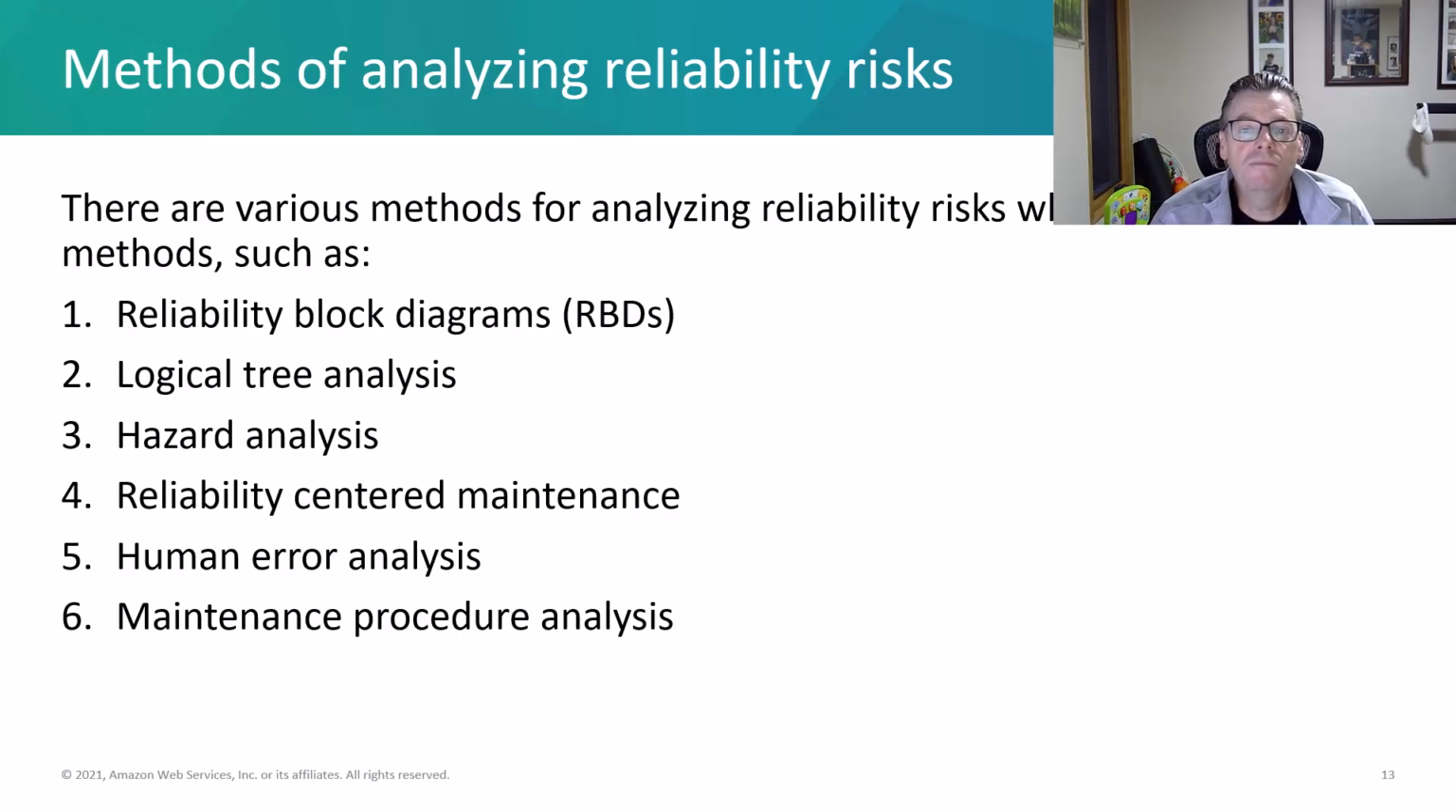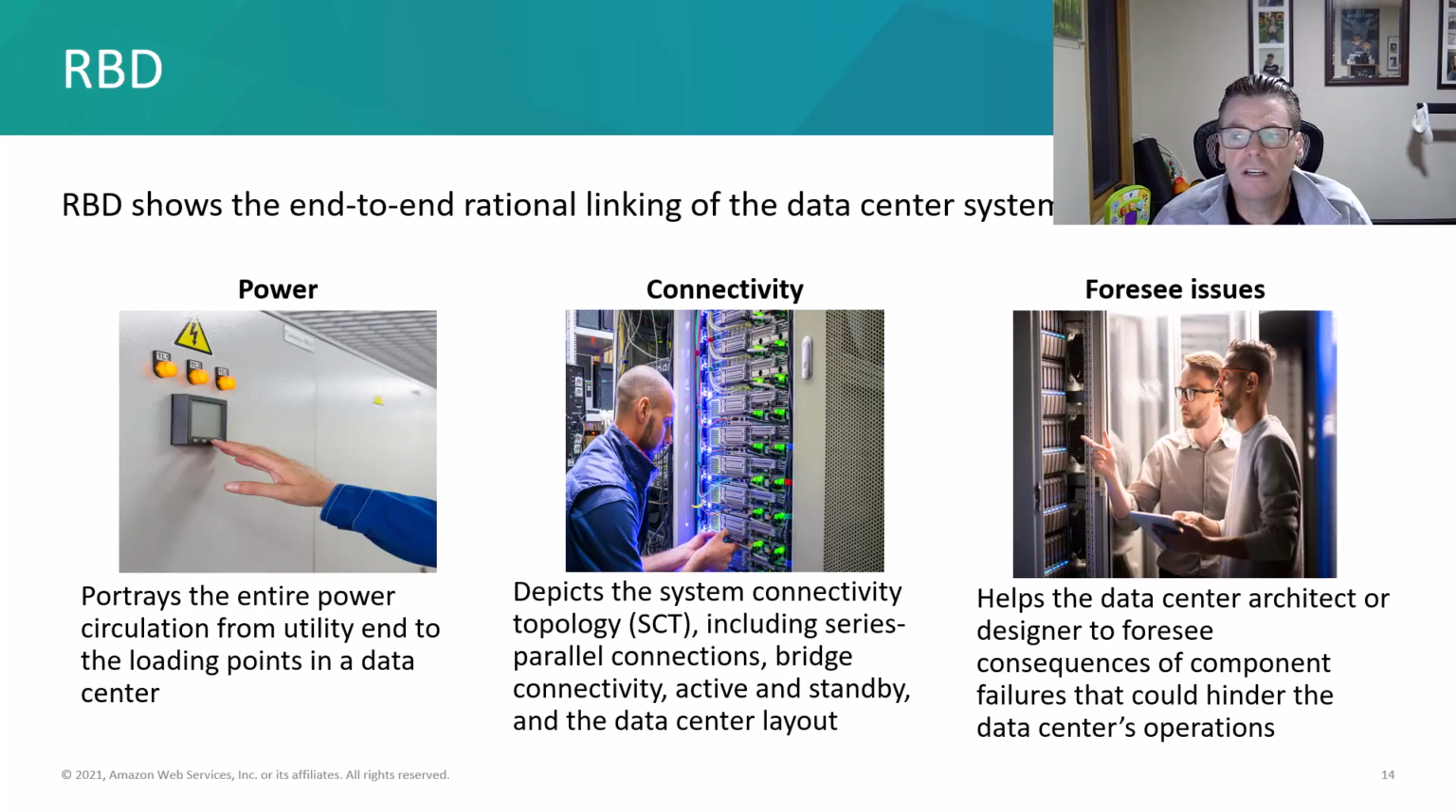All right, some different methods of analyzing reliability risk. We can have reliability block diagrams or RBDs, logical tree analysis, hazard analysis, reliability centered maintenance, human error analysis, and maintenance procedure analysis. And the text has more detail on each of these methodologies, but we'll hit a little bit of some of them.